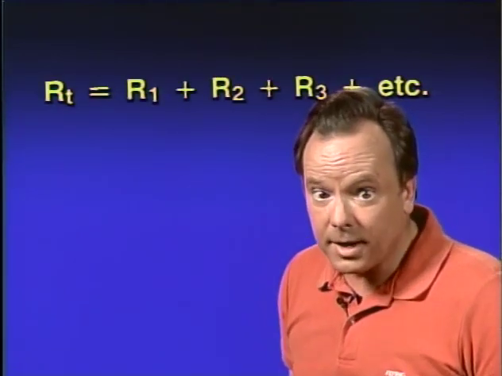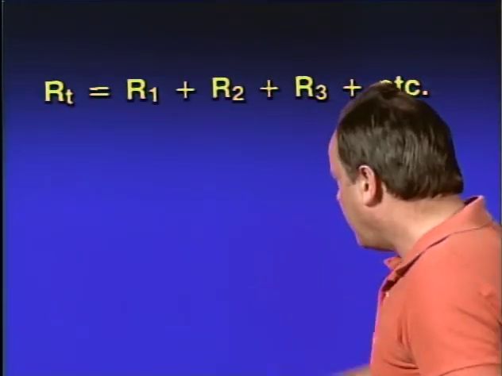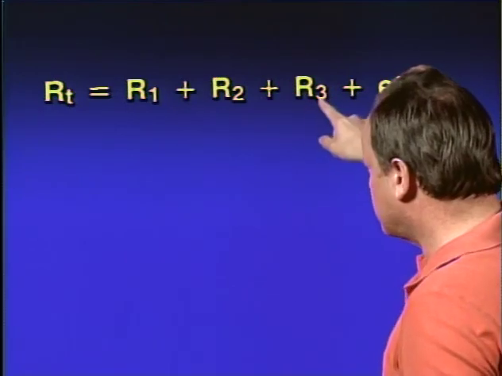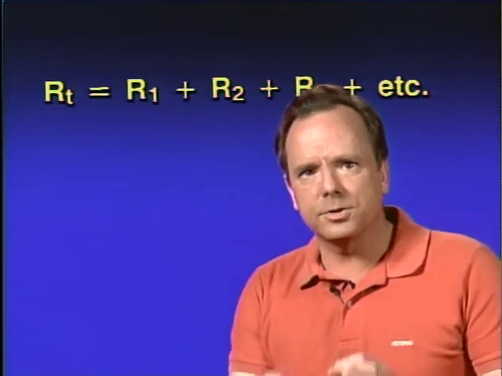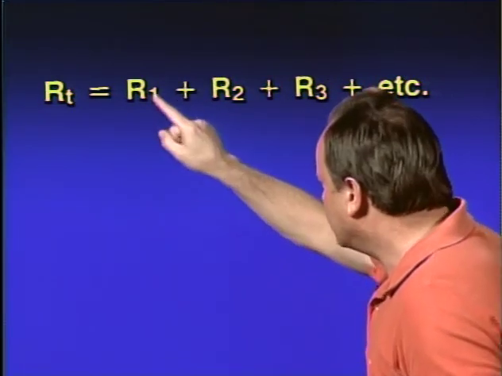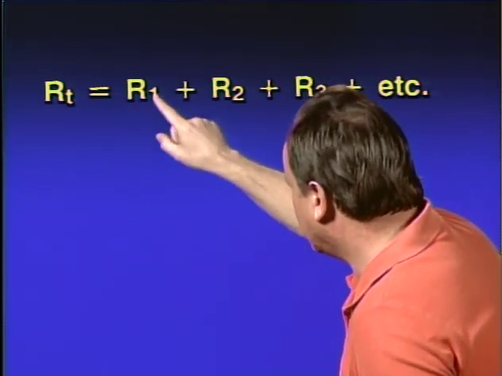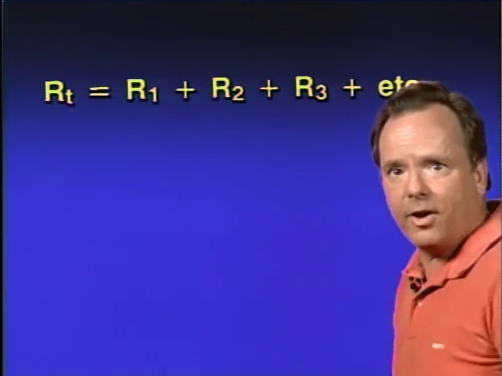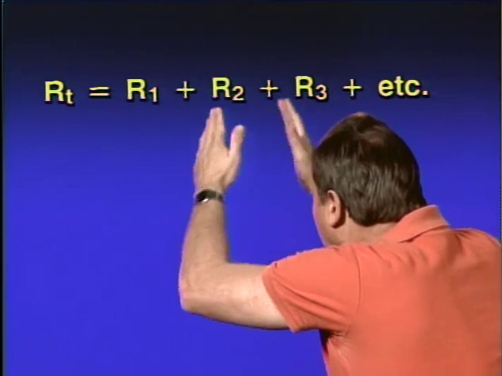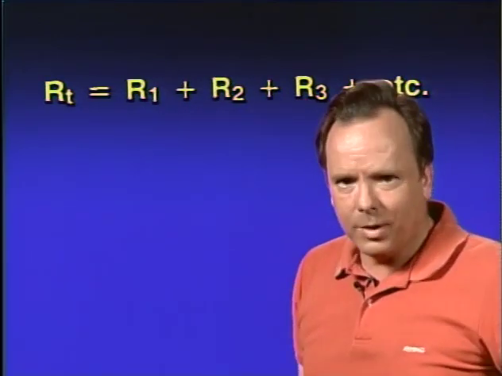Now, let's take a look at how you determine the total resistance in a series circuit. It's really pretty easy. All you do is add up all of the resistances individually. In a series circuit, to find the total resistance, we're going to call that R sub T, all you do is add up the resistances one at a time. There's resistance 1, resistance 2, resistance 3, 4, 5, however many they are. Add them up, and that gives you the total resistance.